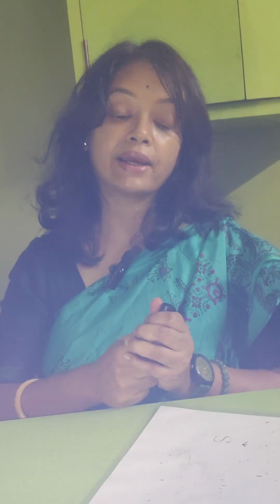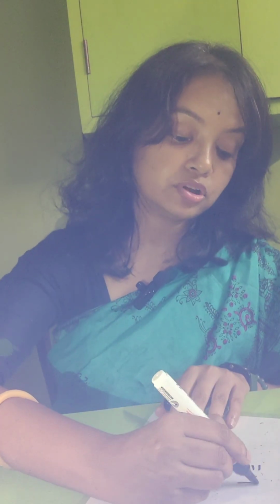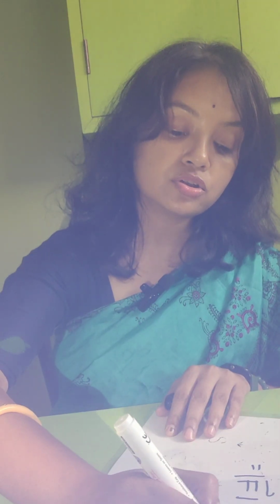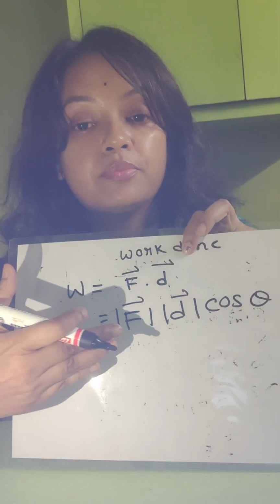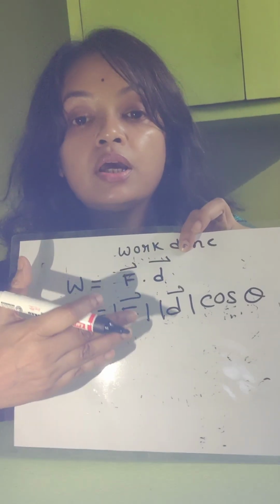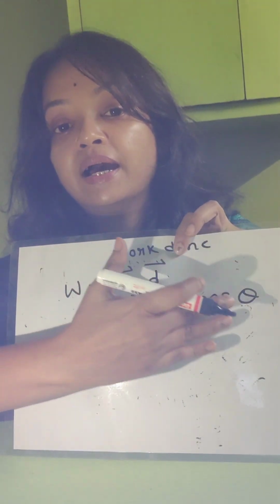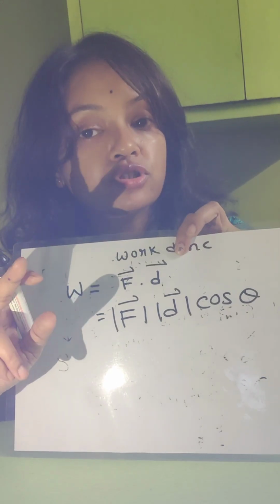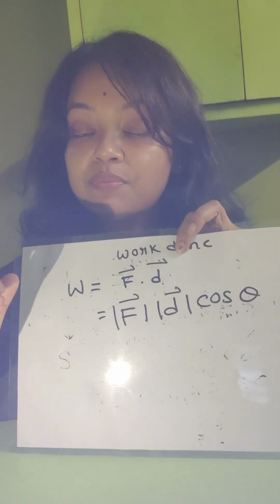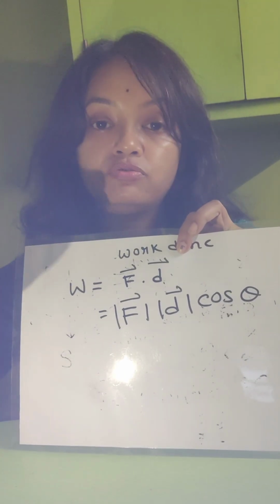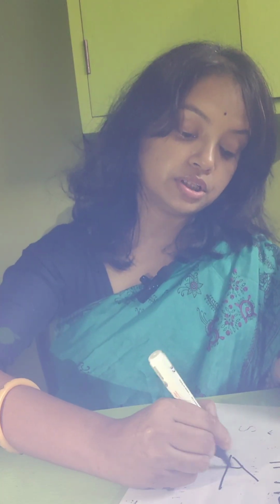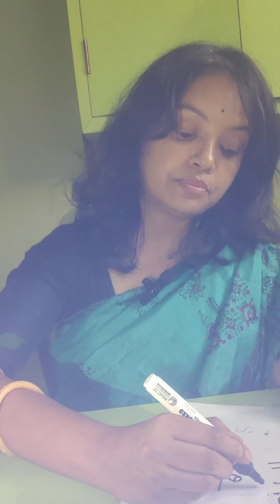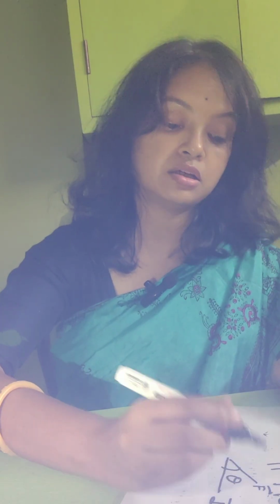We can write F dot D more accurately as F D cos theta. That is, the dot product can be written as the magnitude of force times the magnitude of displacement times cos theta, where theta is the angle between the force applied on the object and the displacement of the object due to the force.